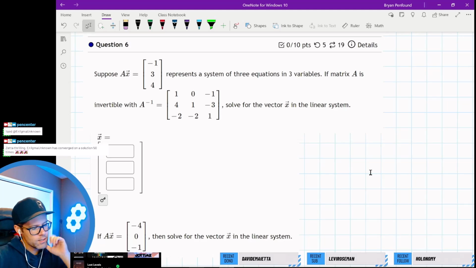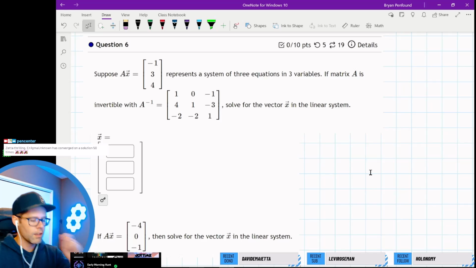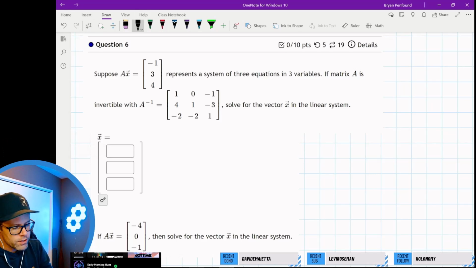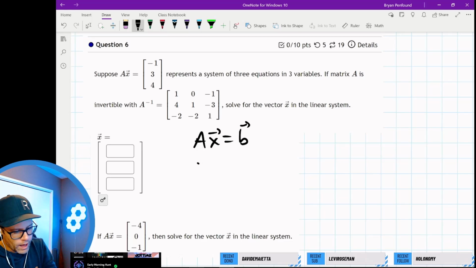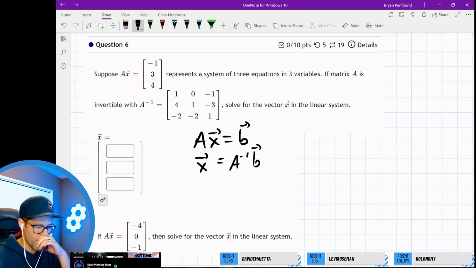So what is question 6 asking us to do? Suppose AX represents a system of 3 equations in 3 variables. If matrix A is given by this, solve for the vector x in the linear system. I see. So there's this thing that goes, if I have a system AX equals B, where B represents the constants of the system that I'm working with, then I can find the XYZ values by taking A inverse and multiplying by the vector that represents the constants.